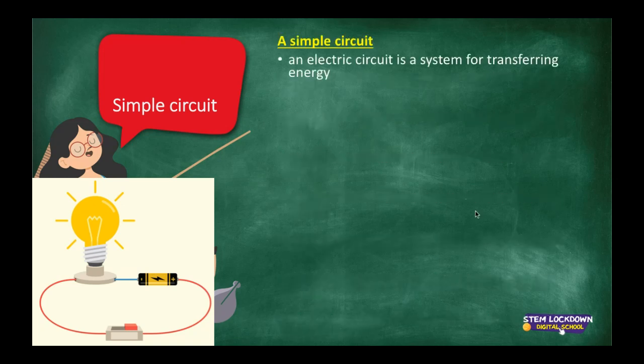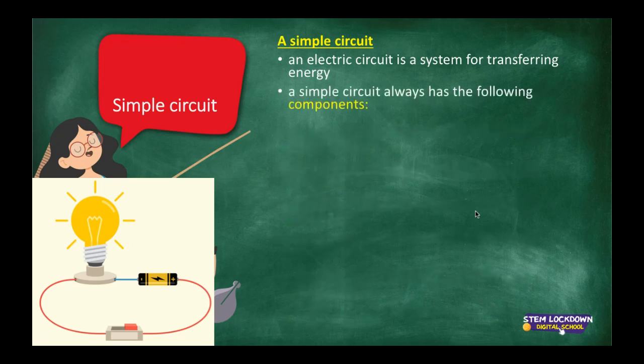Now, a simple circuit is an electric circuit, and it is a system for transferring energy. All right, so I've given you just a picture there of what a circuit looks like. Your homes are wired. There's all sorts of electric wires in your homes, and those are wires that have been installed by an electrician, somebody who knows how to connect the wires and how to make sure that there's energy flow in your home.